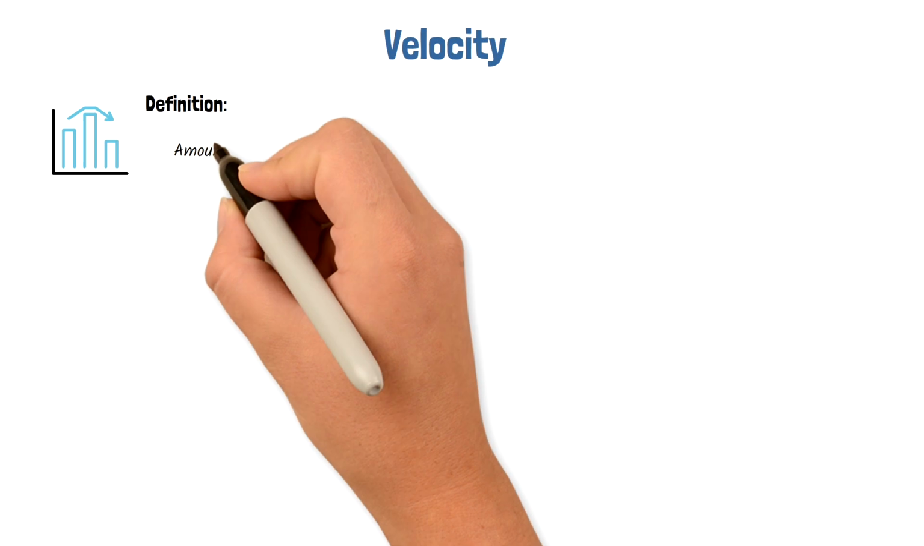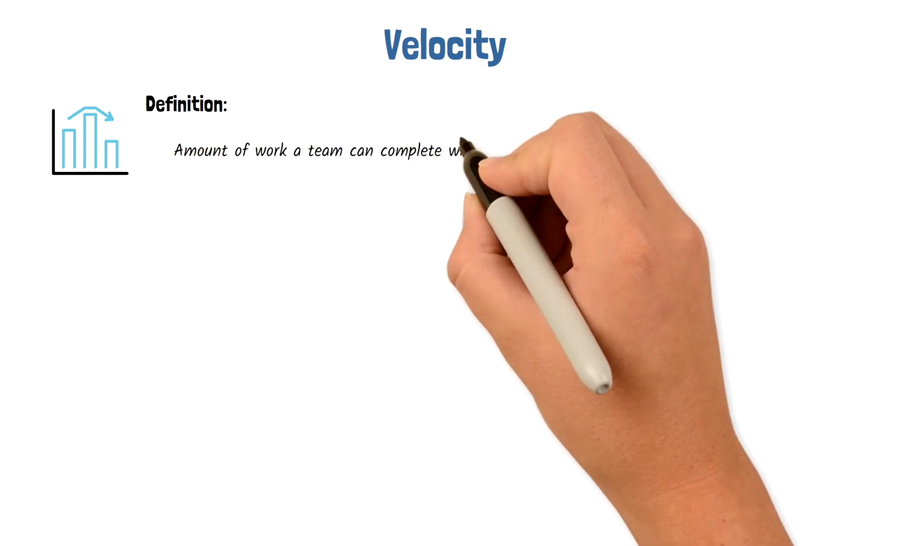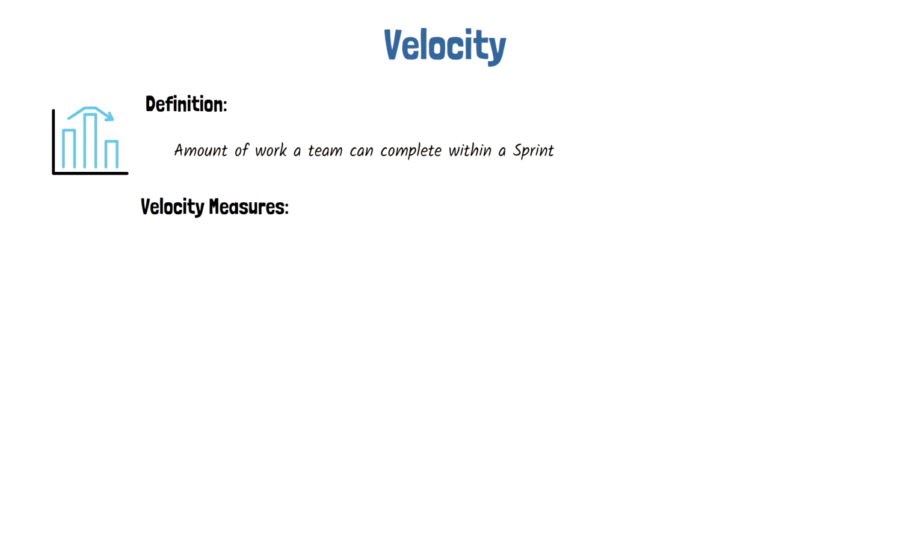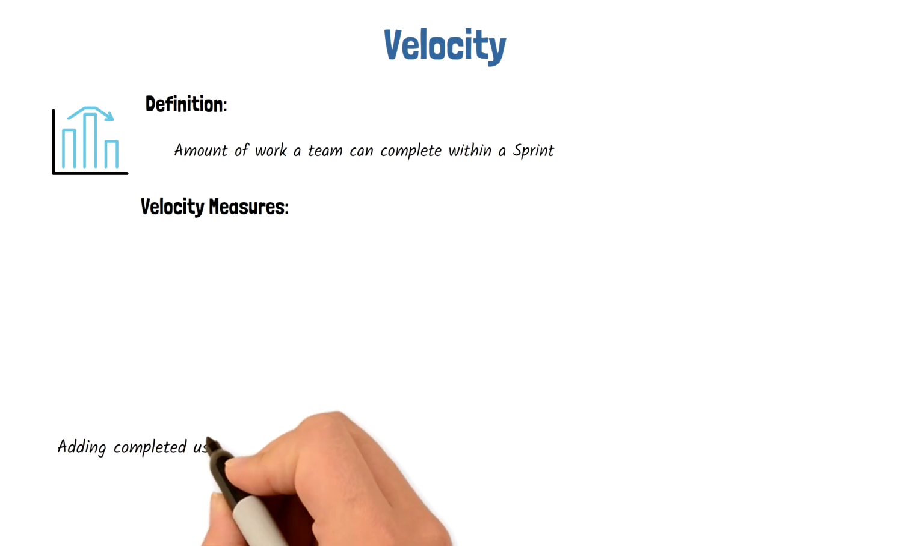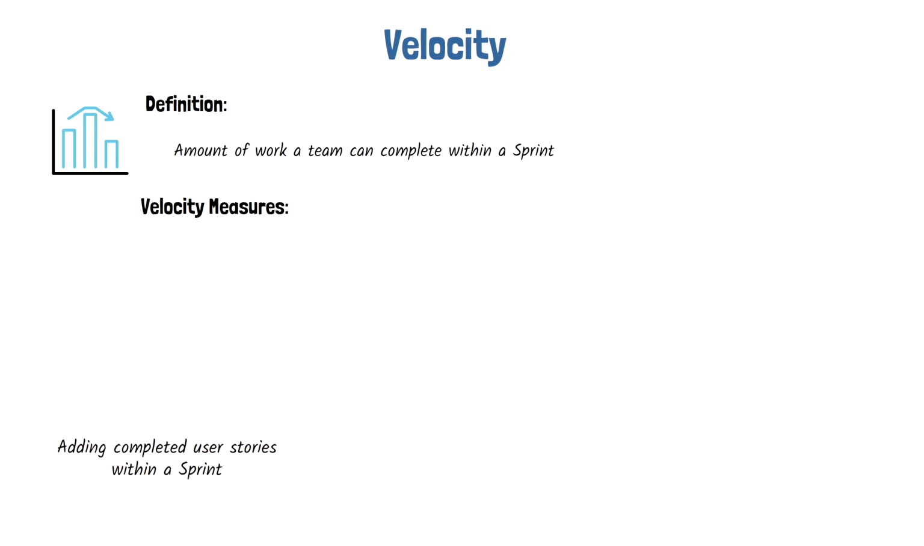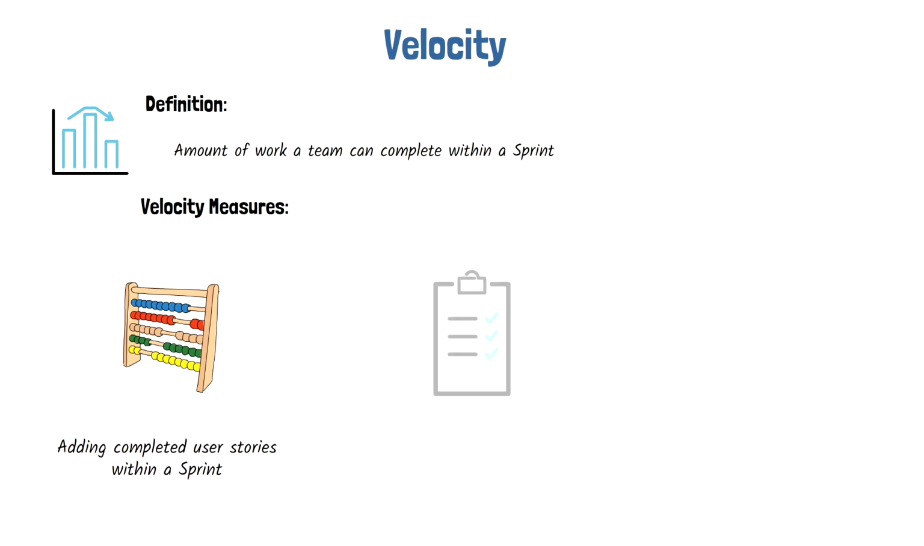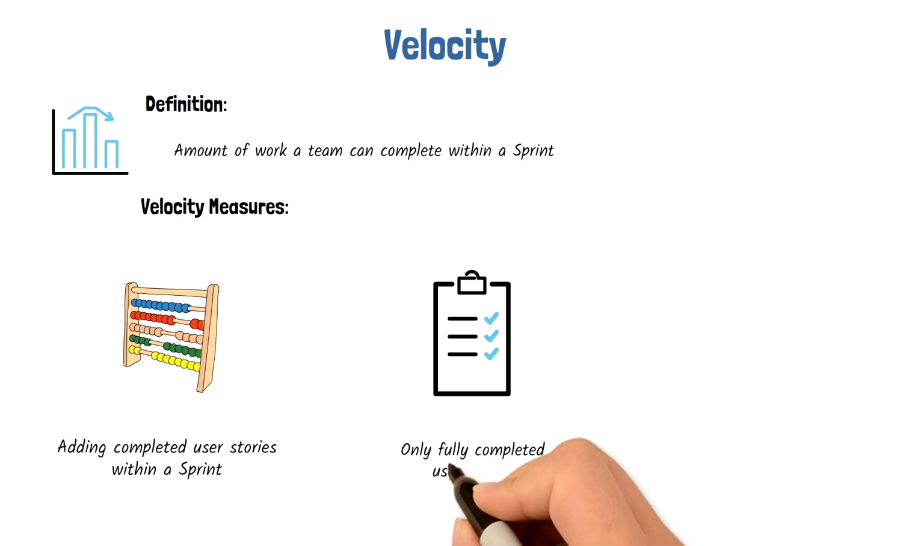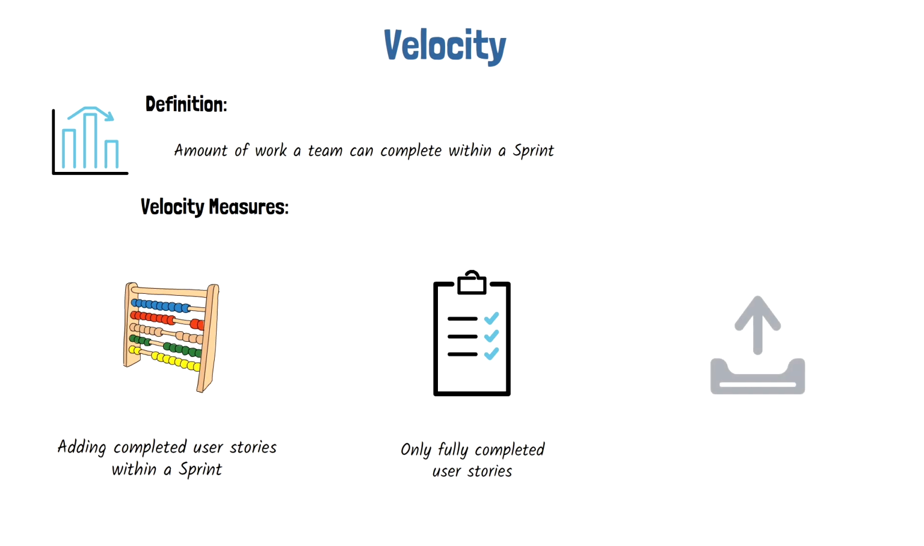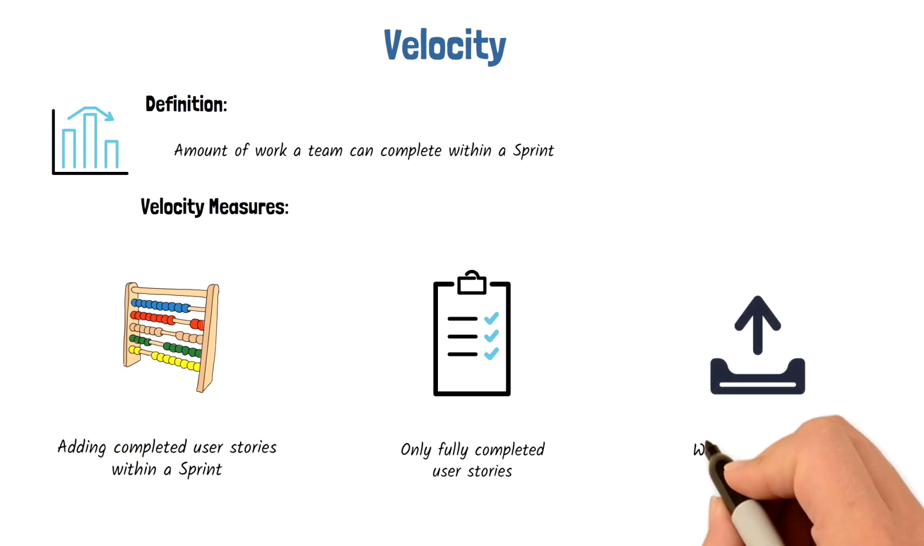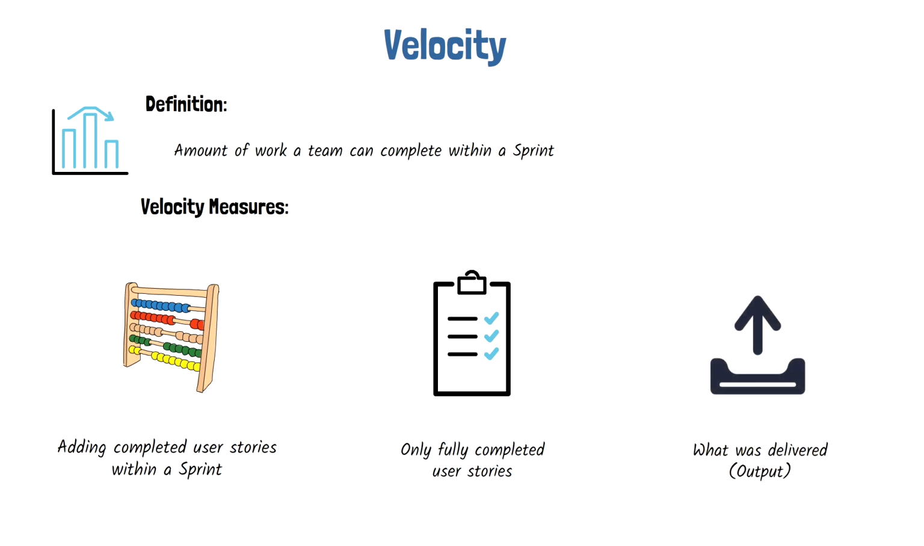Let's start with velocity. By definition, velocity is the amount of work a team can complete within a given time period, usually a sprint. It is measured by adding the sizes of all the user stories that are completed by the end of the sprint. A user story is either done or not done. The business or product owner only receives value when a user story is fully complete. This is why velocity does not include the sizes or numbers of partially completed user stories. Velocity measures what was delivered, and not the value of what was delivered.